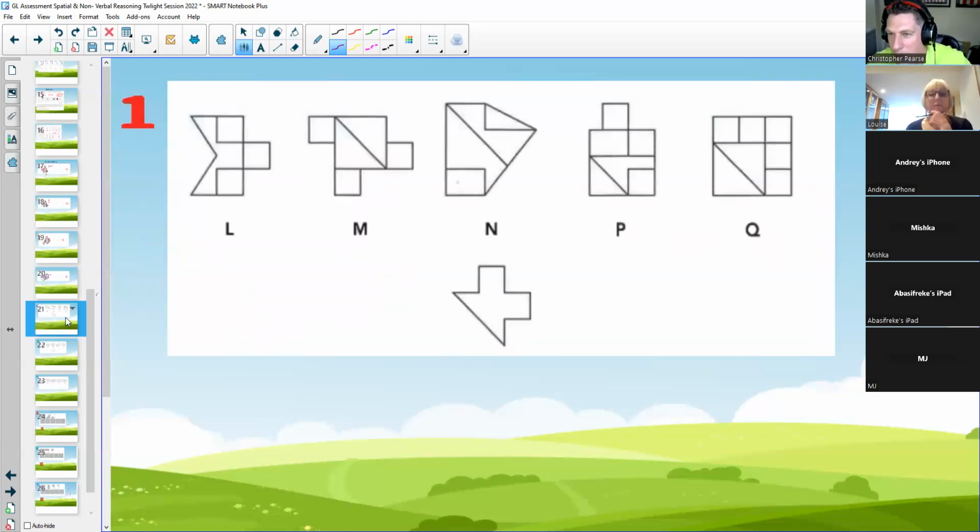Lou, hidden shape is another one, isn't it? I think I have mentioned you quite enjoy these ones. Yes. I think the trick with these is, if you look at the shape you've got to find, to choose one bit of it. So maybe choose one square and then look at each option and see if you can find a square. So if you look at N, there isn't one there, is there? So you can eliminate N straight away.